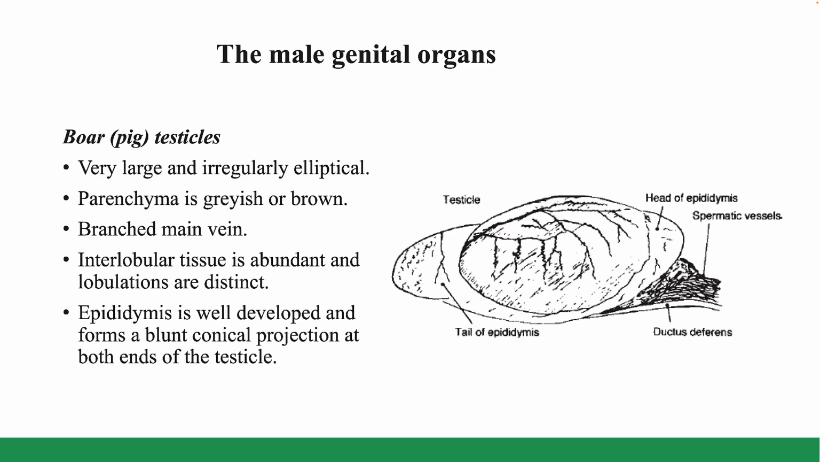And for the boar or the male pig, as you can see here, it is not well veined, but it has one main vein which has branches. The epididymis as well is well attached to the testicles. Parenchymal color is grayish or brown, and there is interlobular tissue and lobulations. And these lobulations are marked by these veins.